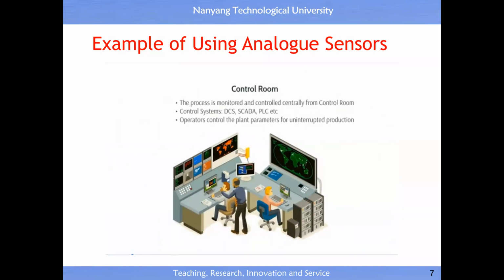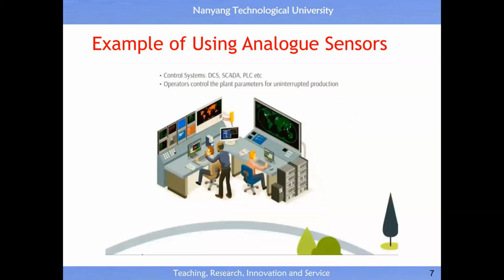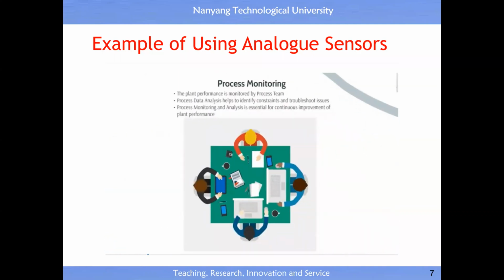Plant operators monitor and control the process conditions through process control systems like DCS, SCADA, PLC, etc. The process team monitors the plant operation and performance by calculations and data analysis. Process teams identify the constraints and troubleshoot the plant problems. Process monitoring and analysis is essential for continuous improvement of plant performance.